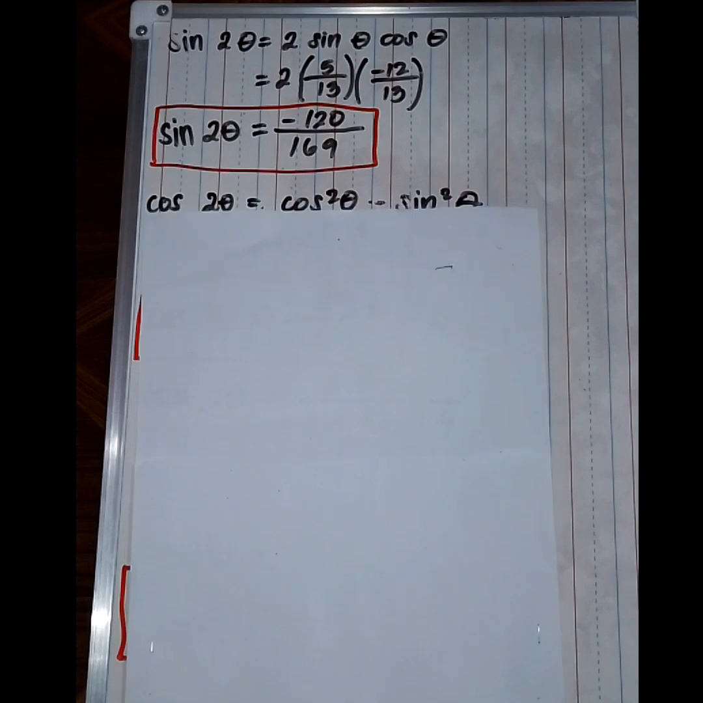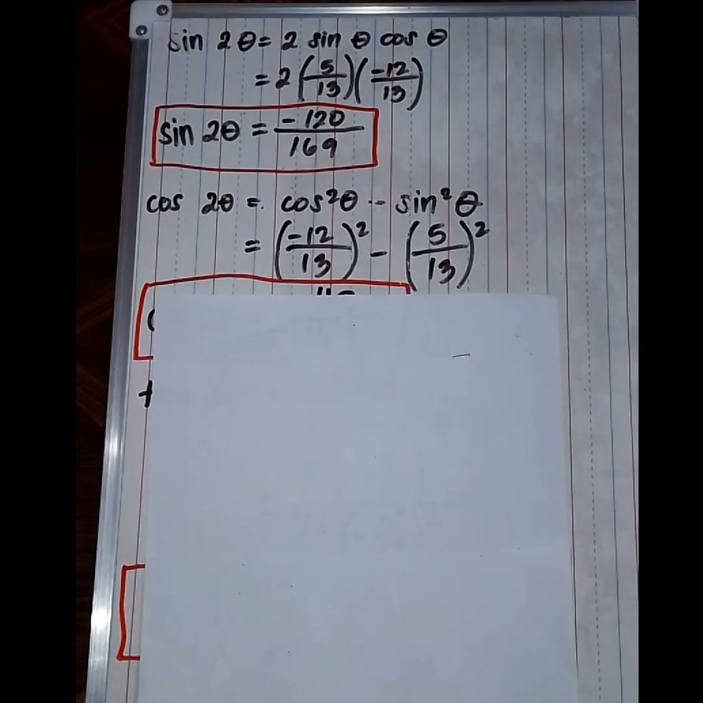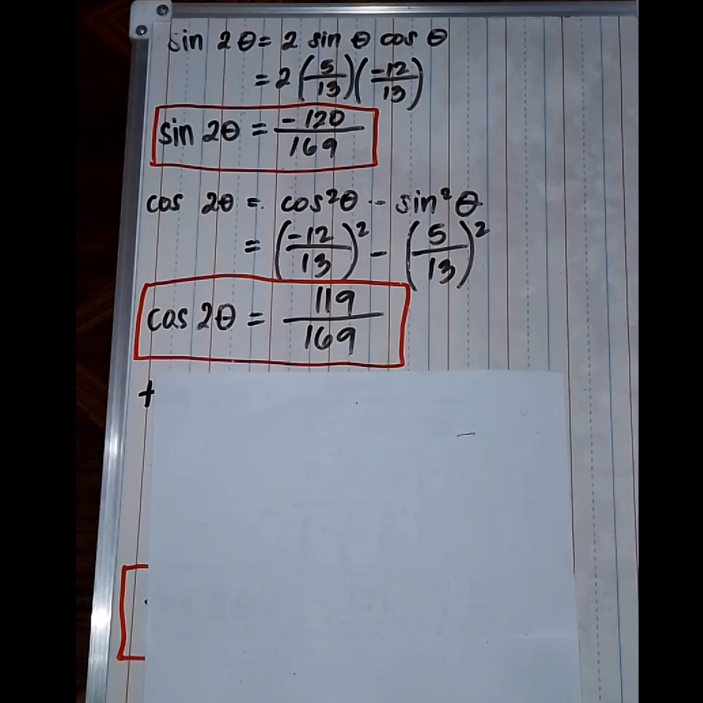Then for cosine 2 theta, we will use cosine squared theta minus sine squared theta. We plug in the values: cosine squared theta is negative 12 over 13 quantity squared, minus sine squared theta, which is 5 over 13 quantity squared. Using a calculator, we have 119 over 169.